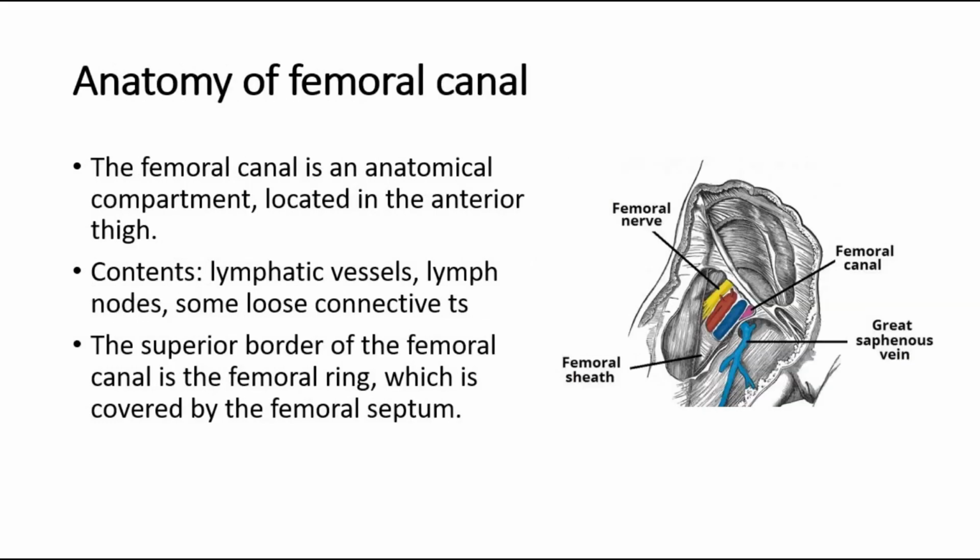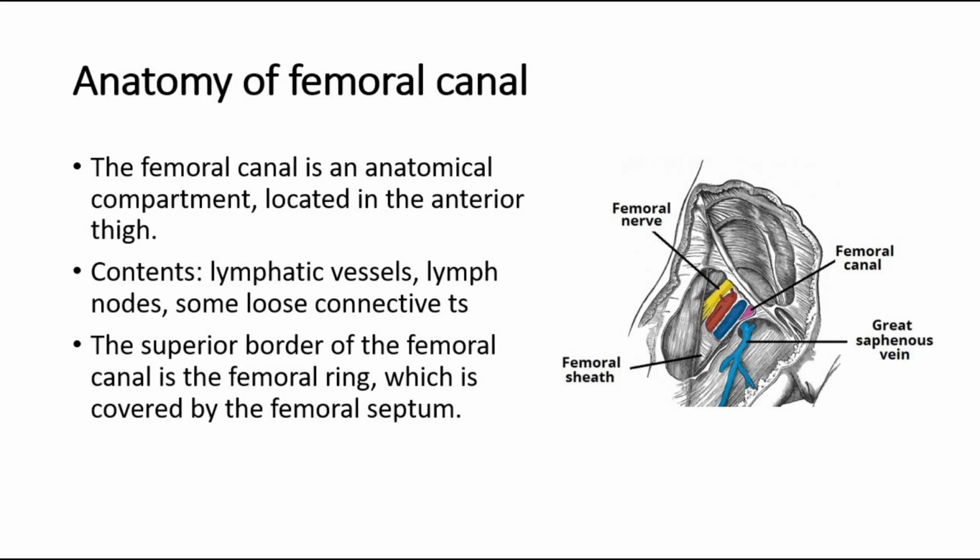Let's look at the brief anatomy of femoral canal. The femoral canal is an anatomical compartment, located in the anterior thigh. The contents of femoral canal are lymphatic vessels, lymph nodes, and some loose connective tissue. The superior border of the femoral canal is the femoral ring, which is covered by the femoral septum. In this picture, the purple area over here is the femoral canal.